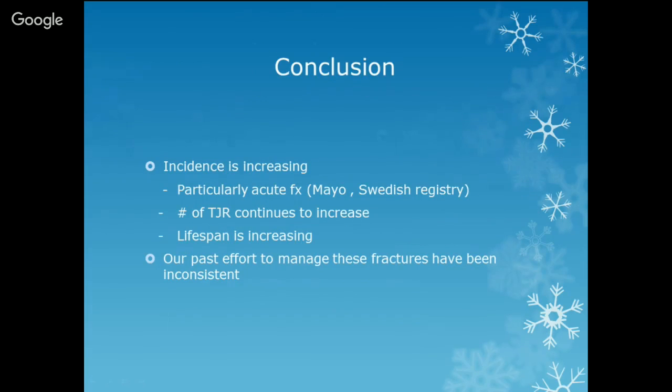So the conclusion is that the incidence is increasing, particularly of acute fractures according to the Swedish registry, and fracture around total joints continues to increase, and the lifespan is increasing. So all these contribute to the increase in incidence. Our past effort to manage this fracture is inconsistent.